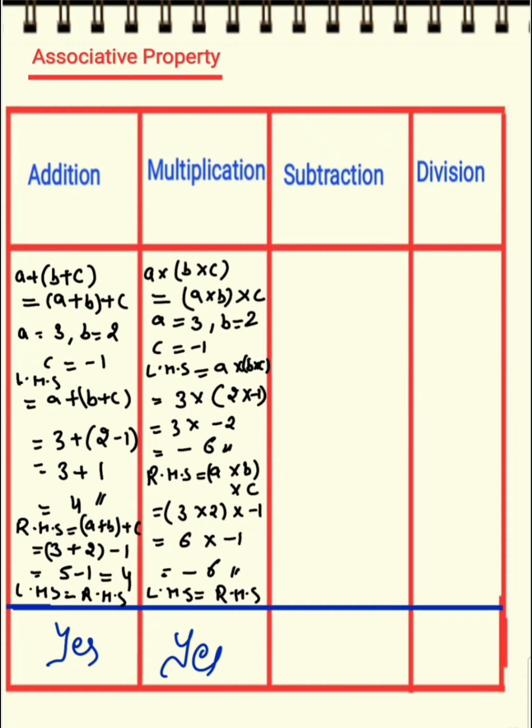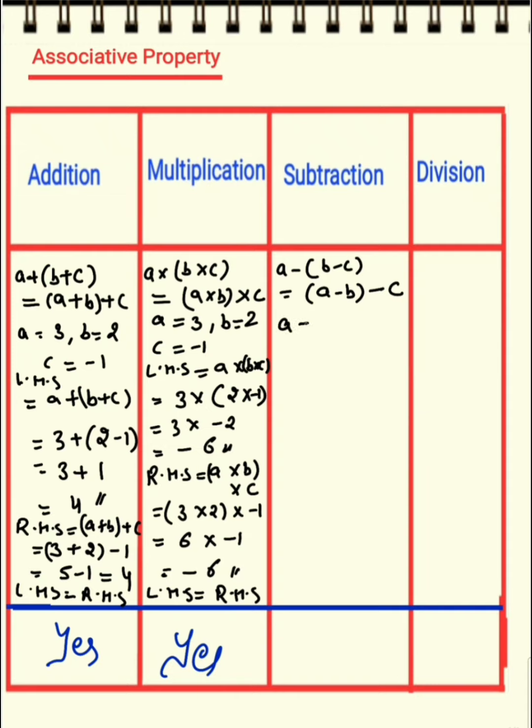Next, let's do this property for subtraction. So similarly, we'll take 3 numbers. So we have to prove that a minus b minus c is equal to a minus b minus c. Let's see whether this property is correct or not for this subtraction.